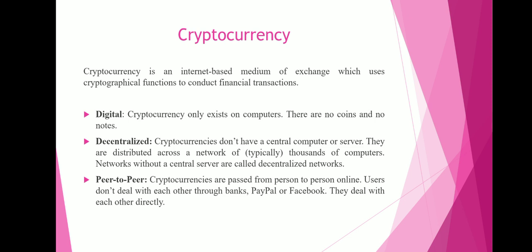The third property is P2P, that is peer to peer. Cryptocurrencies are passed from one person to another person online. Users deal with each other directly, so we are not going to use third-party entities like banks, PayPal or Facebook. There is a direct interaction between two parties if they want to transfer cryptocurrencies. There is no need for third entities, so we can say that it is P2P.